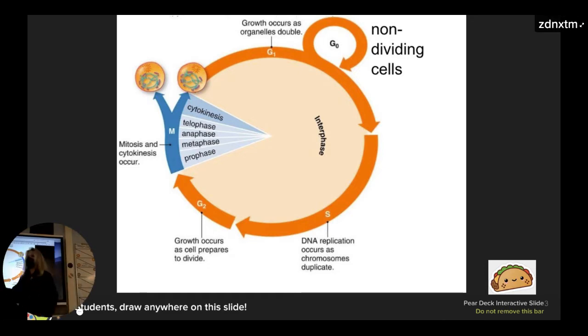In the S stage, that's when DNA does DNA replication. This is when you form the sister chromatids. This is when you are doing your modeling of your cell.